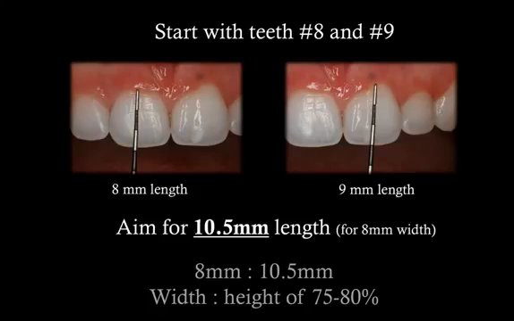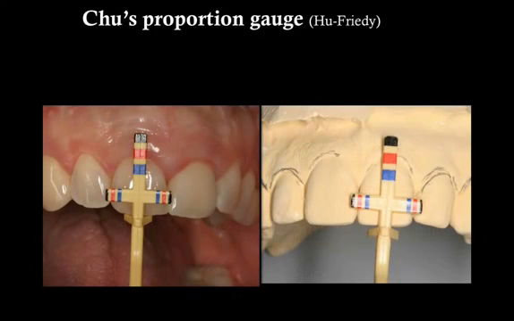Width to height ratio should be between 75 and 80%. So if you have an 8 millimeter width of a tooth and a 10.5 millimeter length, you're around 76, 77%. That's the right range. Another tool that can help you is a Chu proportion gauge.